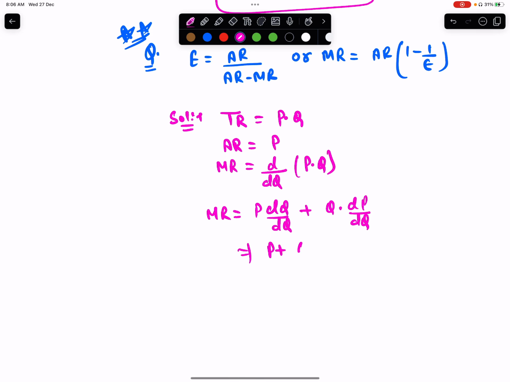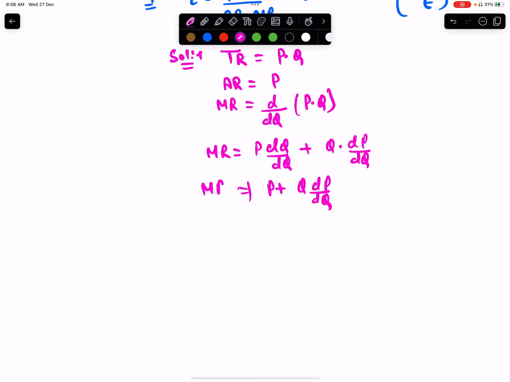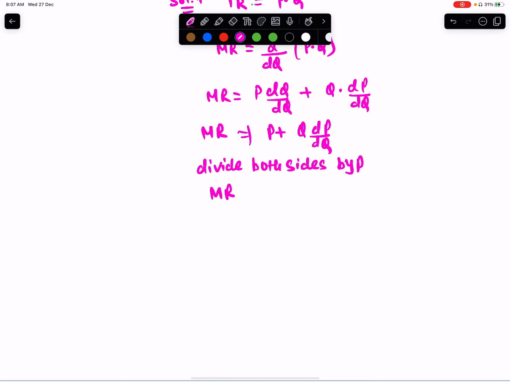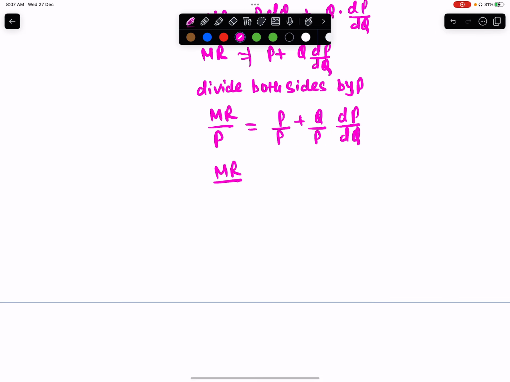This is p plus q dp by dq. This is marginal revenue. Now what we will do, multiplying and dividing both sides by p. So this is MR by p equals p by p plus q by p into dp by dq. This is MR by p equals 1 plus q by p into dp by dq.